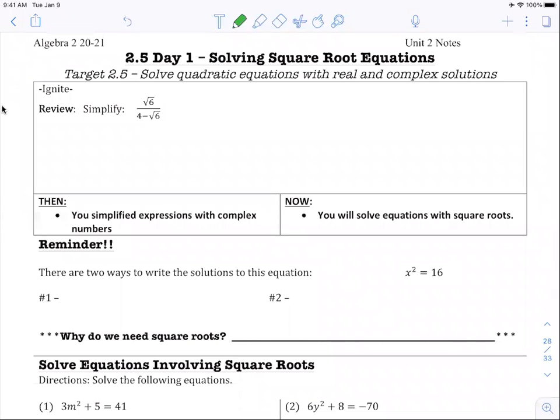Hello, everyone. Today, we're going to be solving square root equations. So we're transitioning away from just the simplifying into the actual solving part of things. As always, before we get started, take a minute and try the Ignite at the top of the page. Pause your video now.